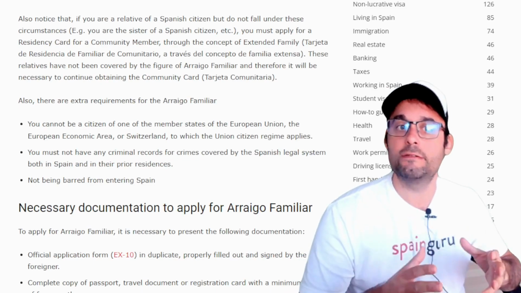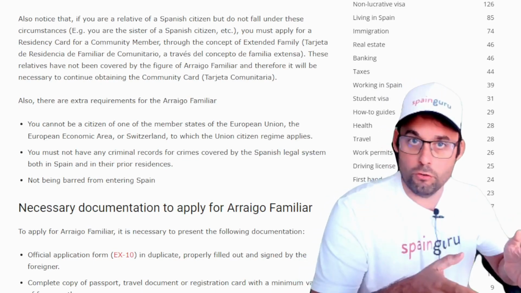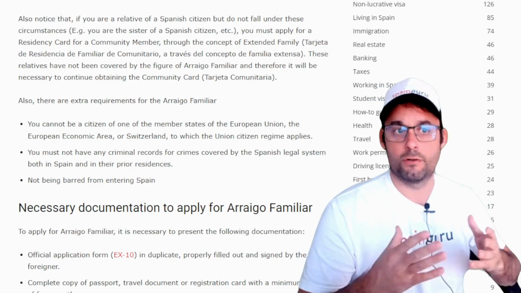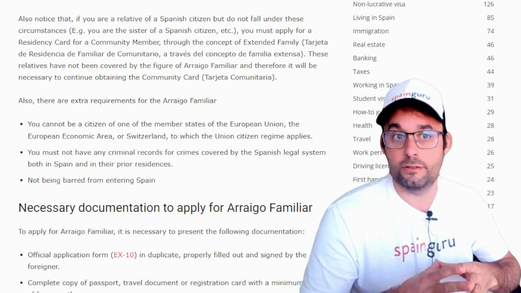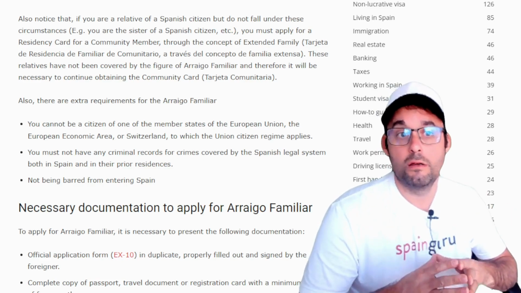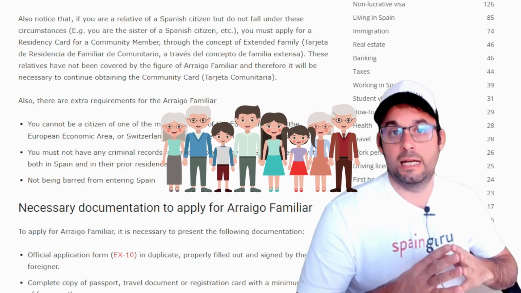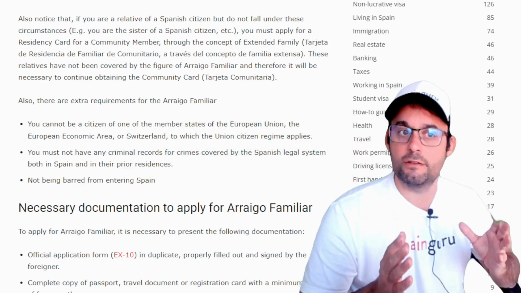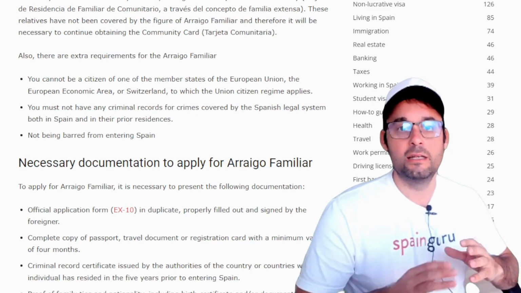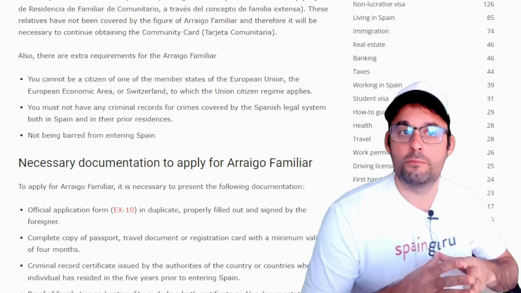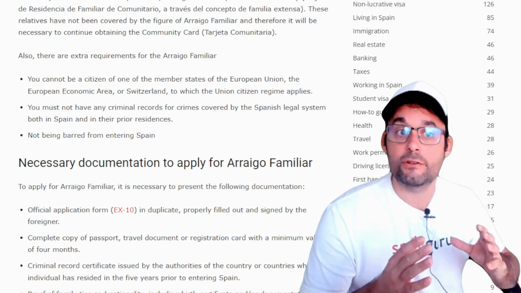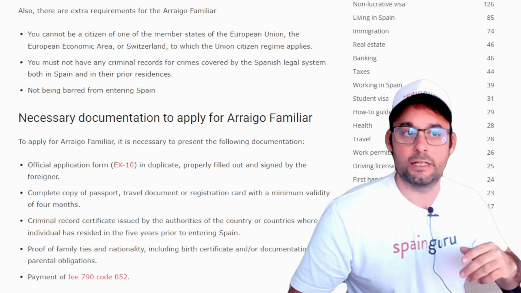Also notice that if you are a relative of a Spanish citizen but do not comply with any of these four circumstances, for example, you are the sister of a Spanish citizen, you must apply for a residency card for a community member through the concept of extended family. Let's say it in Spanish: tarjeta de residencia de familiar de comunitario a través del concepto de familia extensa. These relatives are not covered by the figure of Arraigo Familiar, and therefore it will be necessary to continue obtaining the community card or tarjeta comunitaria.